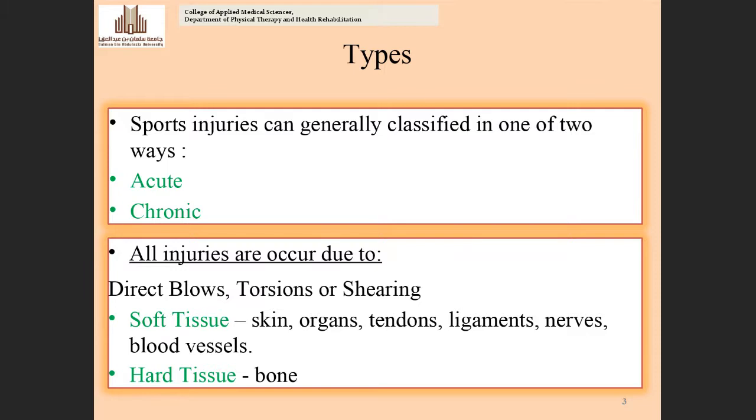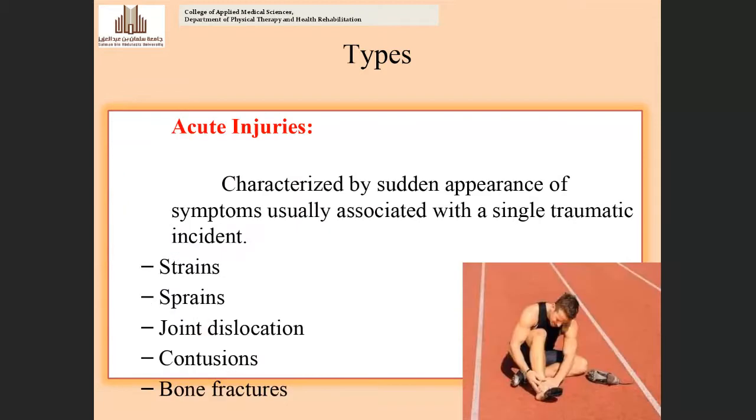When you see the structures in our body, they are classified into two types: soft tissues and hard tissues. So what are soft tissues? The structures like skin, organs, tendons, ligaments, nerves, and blood vessels present in our body are known as soft tissues.